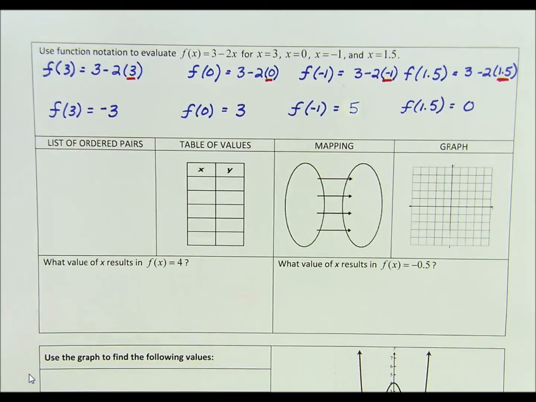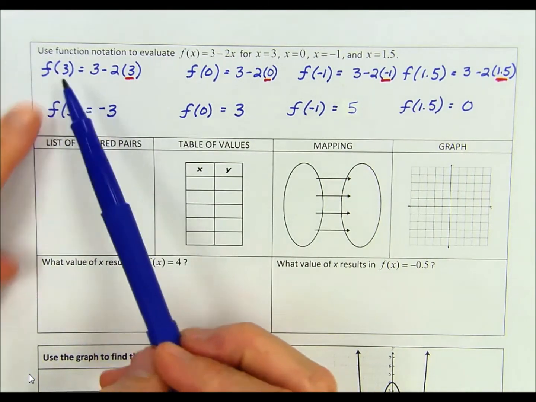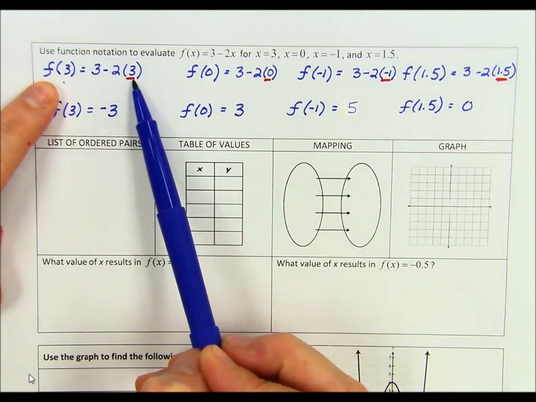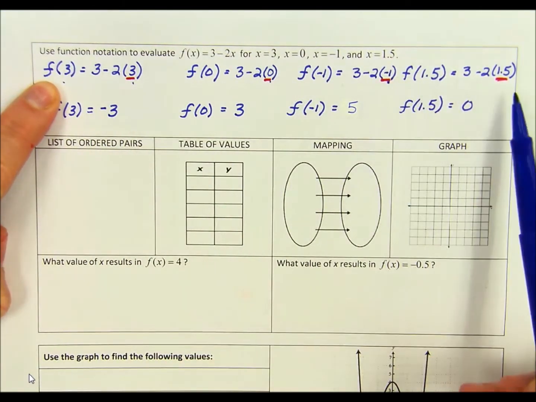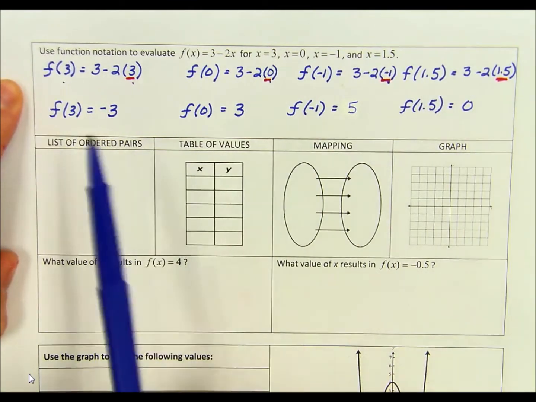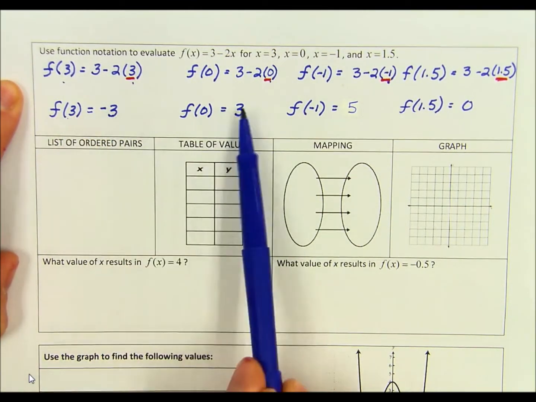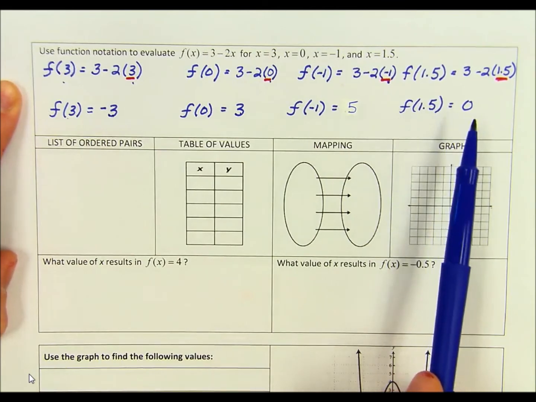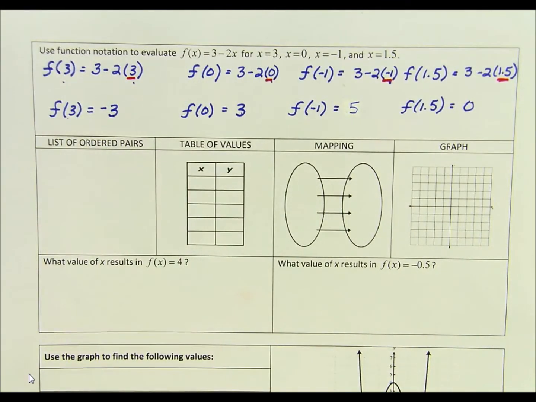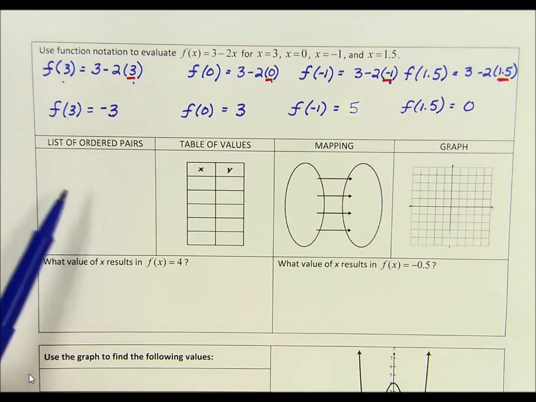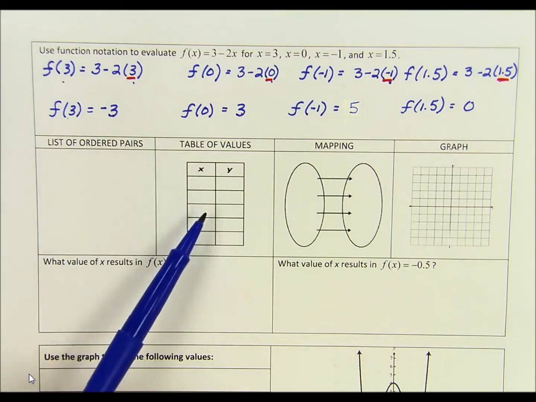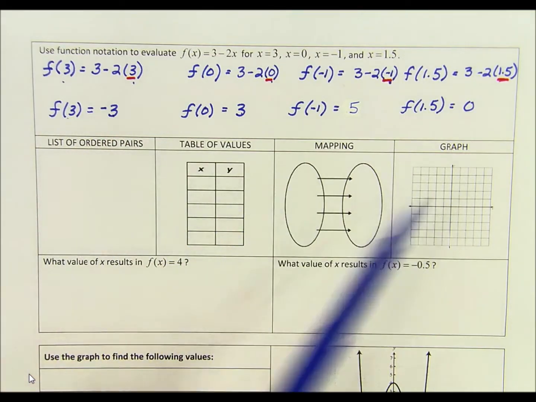Okay, now let's check your answer. You can see what I have done. For f of 3, I did the input of 3, I did the input of 0, the input of negative 1, and the input of 1.5. I generated this output for each of these. Now, what you must be able to do is to take the function notation and relate it to everything we've been doing. Are you able to write an ordered pair from this notation? Are you able to take the table of values and the map and the graph?